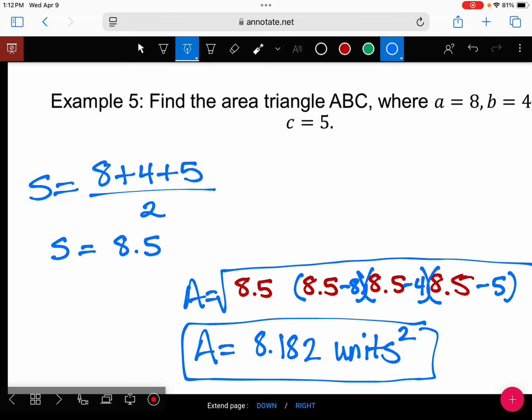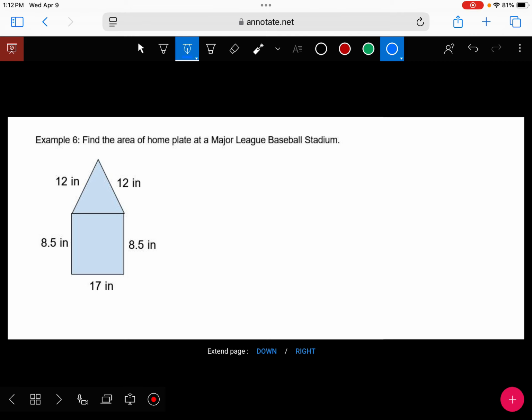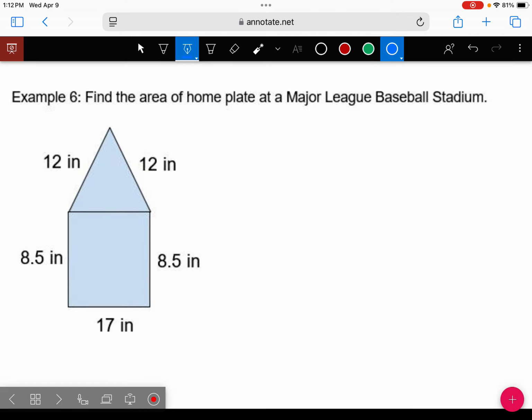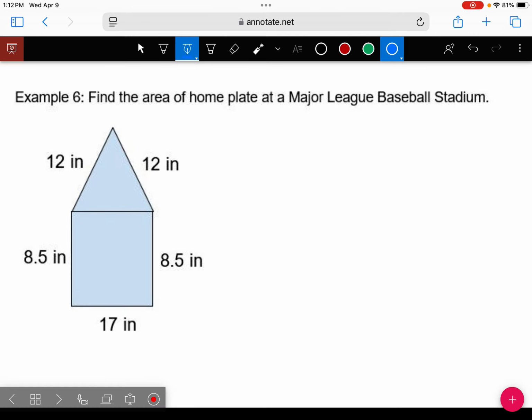Okay, example 6 is a composite shape, which means we have two shapes put together. We have a triangle and we have a rectangle. So in order to find the area, we have to find each one individually. So let's start off with the triangle. My triangle is 12, 12, and then what's the bottom of my triangle? 17. Go ahead and find the area using Heron's.